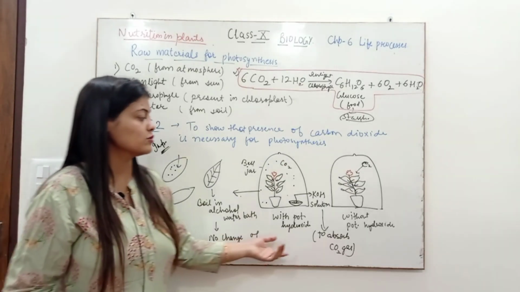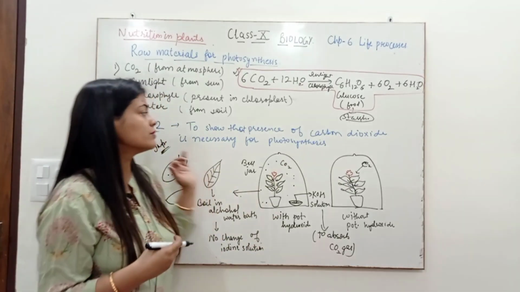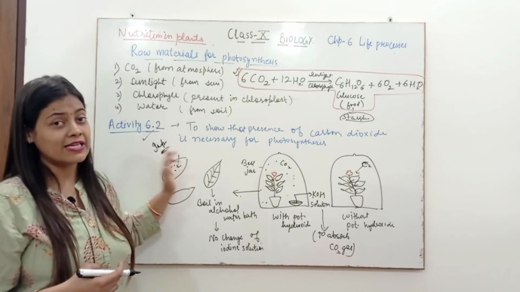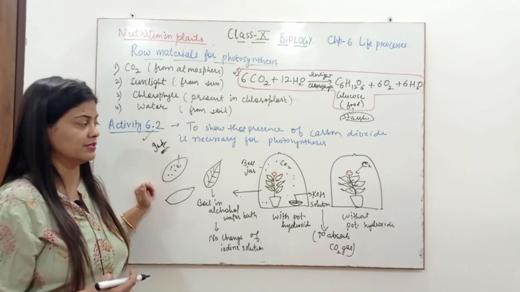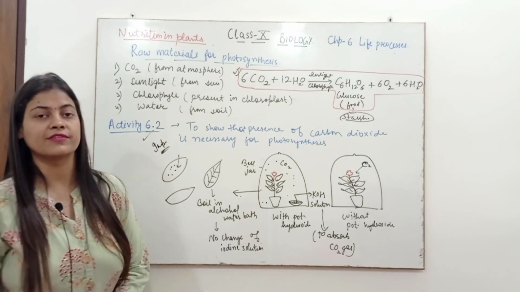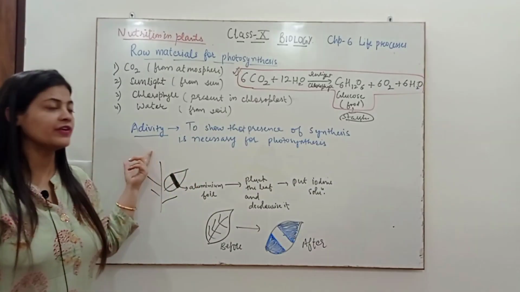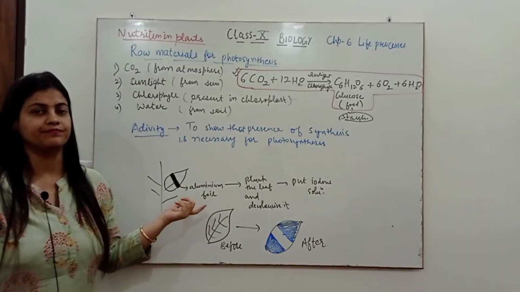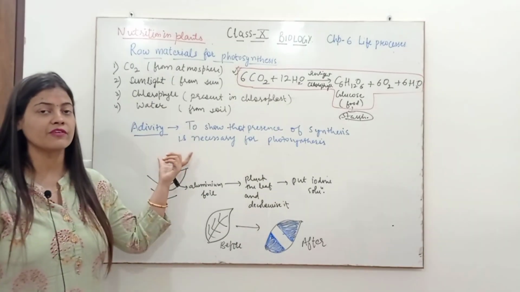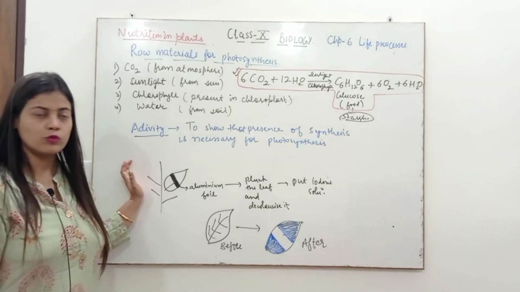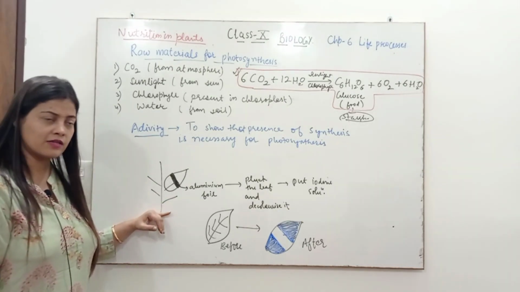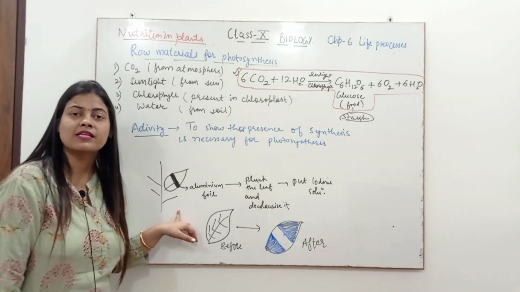All right, so I will explain how we can prove that sunlight is also necessary for photosynthesis. Let's discuss the next activity. This activity I am telling you only for your understanding. This is not given in the NCERT book. We will again take the destarched plant and keep it in the sunlight.